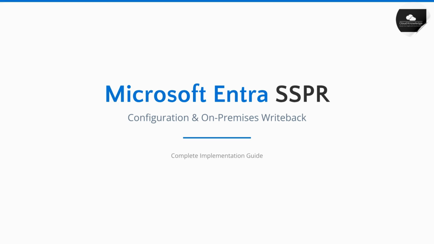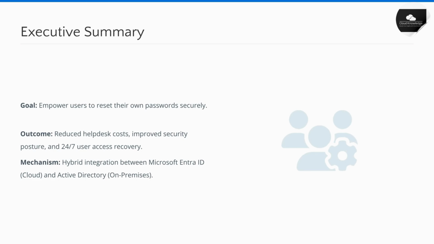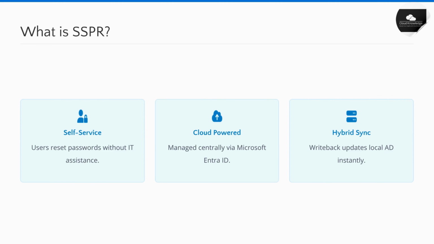Welcome to this complete implementation guide for Microsoft Entra Self-Service Password Reset, or SSPR, focusing on configuration and on-premises writeback. The goal of SSPR is to empower users to reset their own passwords securely. The outcome includes reduced helpdesk costs, improved security, and 24/7 access recovery, achieved through a hybrid integration between Microsoft Entra ID and Active Directory. SSPR is self-service, allowing users to reset passwords without IT assistance.